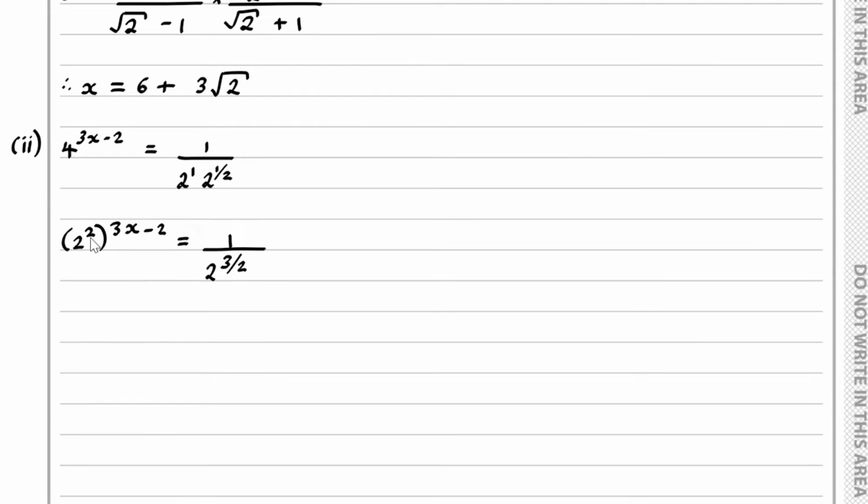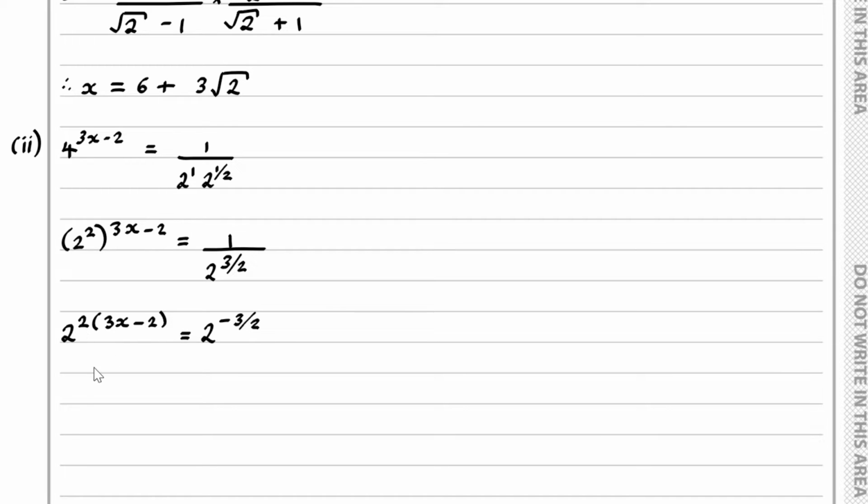Now on the left hand side, we have a power raised to another power, so we can multiply. So we have 2 to the power of 2 lots of 3x minus 2. And this is equal to 1 over 2 to the power of 3 over 2. And we can rewrite this in indices form. We can rewrite this as 2 to the power of minus 3 over 2. Now we have the same base number on both sides. We can now compare the powers to find out what x is.